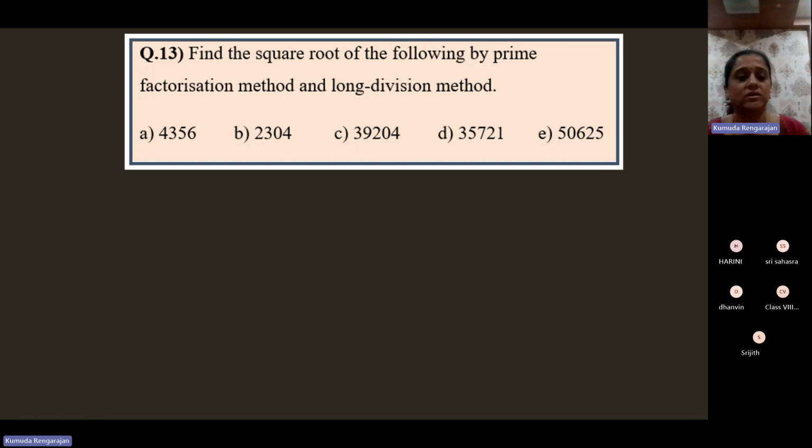Yeah, Srijit. What's the square root of the first number? 4,356. Ma'am, I mistakenly left the class, ma'am. Now only I came, ma'am.